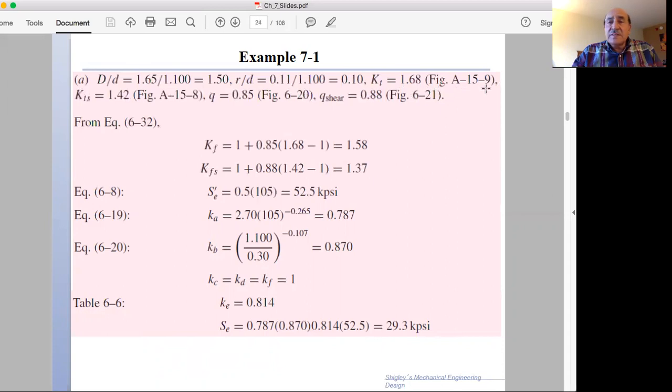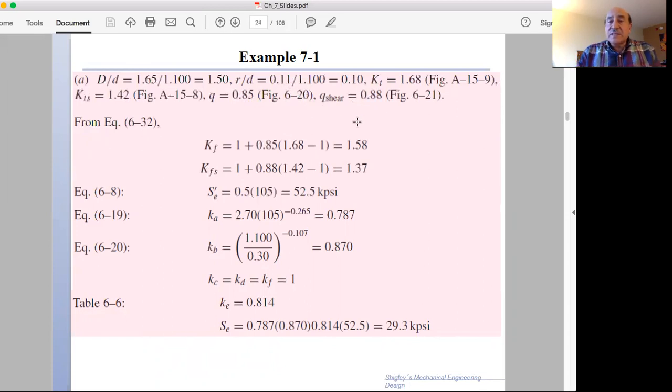That is figure A15.9. Again, for shear, we have another value, K sub TS, for shear, which is 1.42. So we prepared those, but these are for steady loading. We have to convert those to corresponding stress concentration factors under fatigue conditions, and that comes in with the notch sensitivity factor. And here it is 0.85 from figure 6.20, because we know the strength of the material. And the shear value is 0.88.